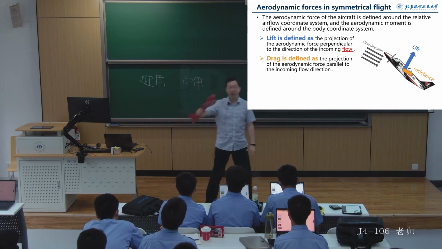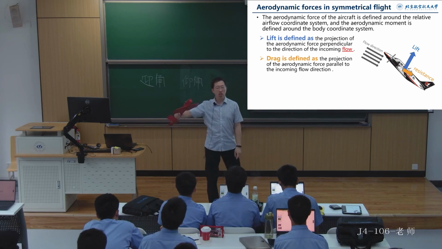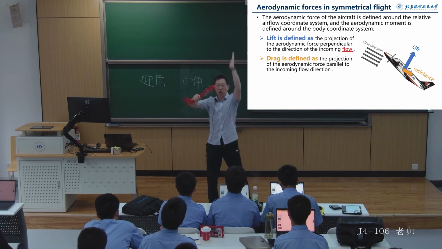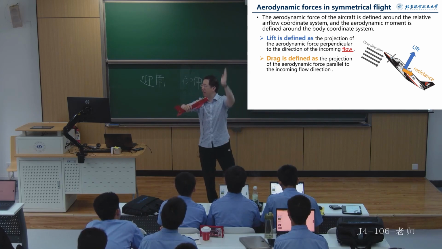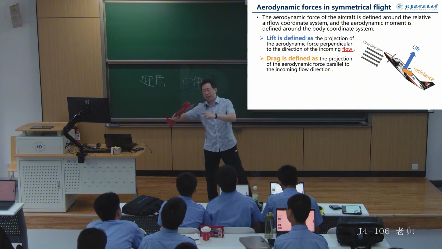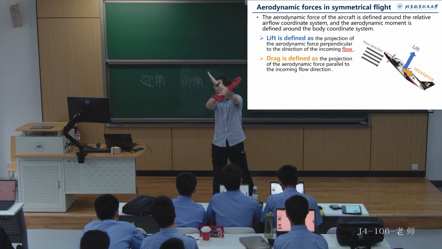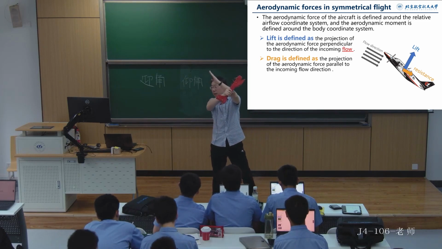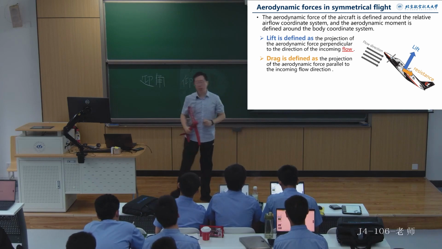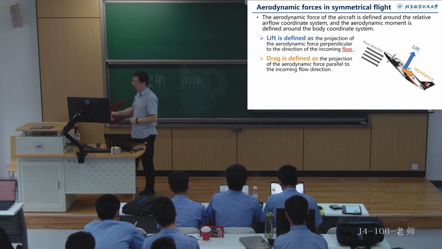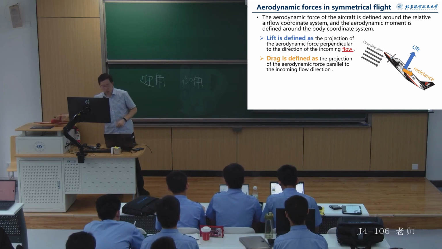When the airplane is flying upward at an angle, is the lift directed towards the mountain or directly in the vertical direction? No, right? When it is flying upward at an angle, the lift is perpendicular to the direction of the incoming flow, right? It's like this in this direction, correct? This is also a particularly important fundamental concept for us.